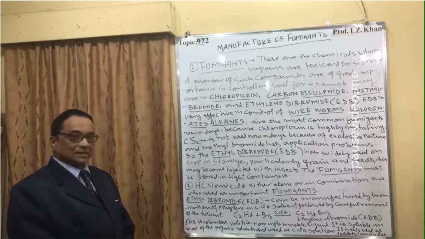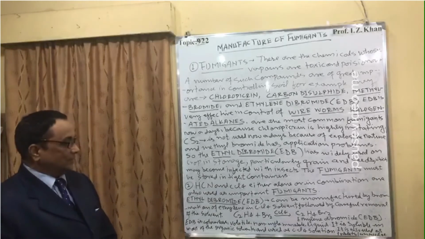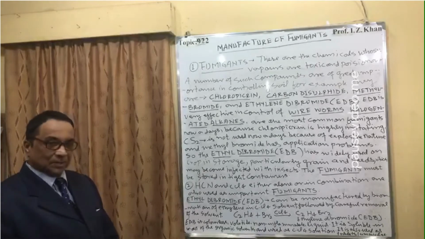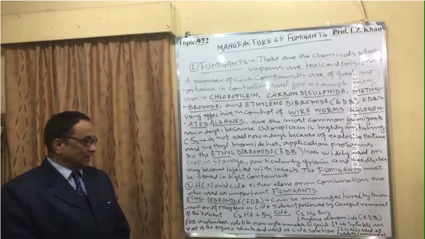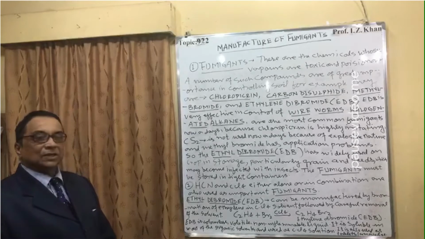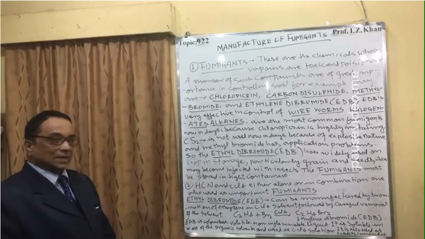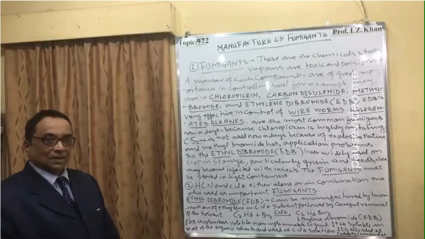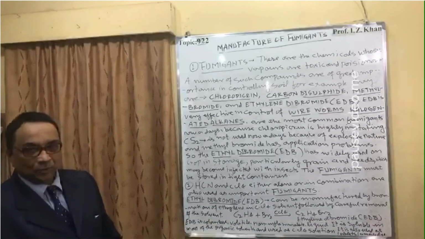EDB is a colorless, volatile, non-inflammable liquid. It is soluble in most organic solvents and used in carbon tetrachloride solution. Mostly it is dissolved in carbon tetrachloride and it is widely used. It is also sold in the form of tablets and also ampoules.